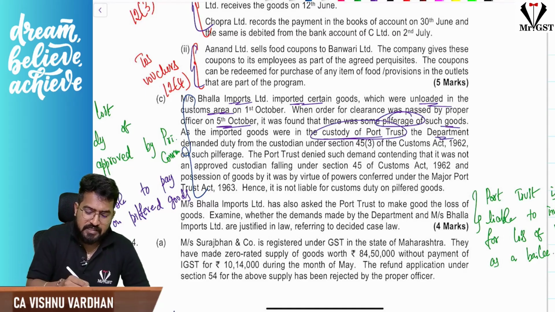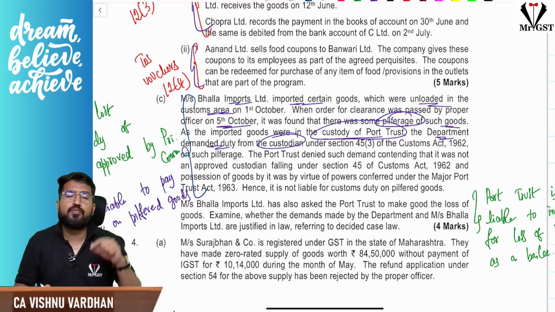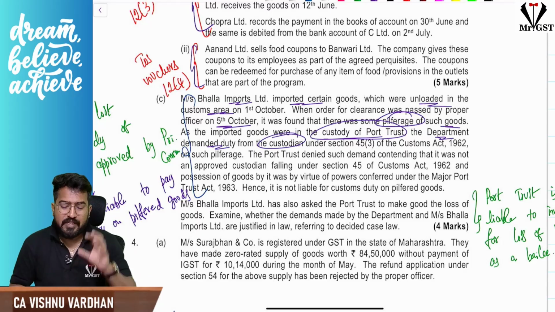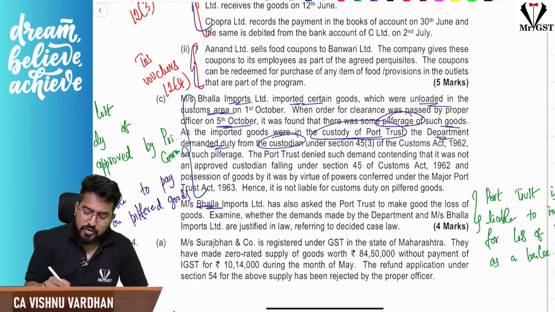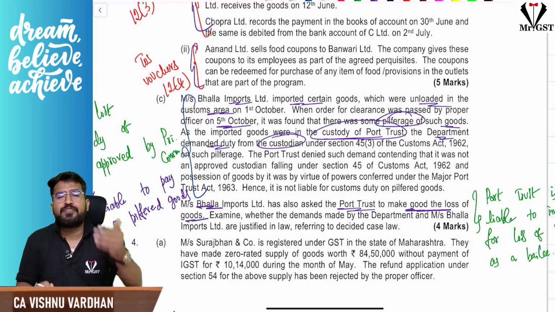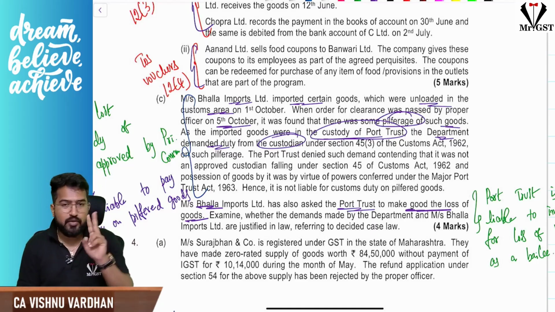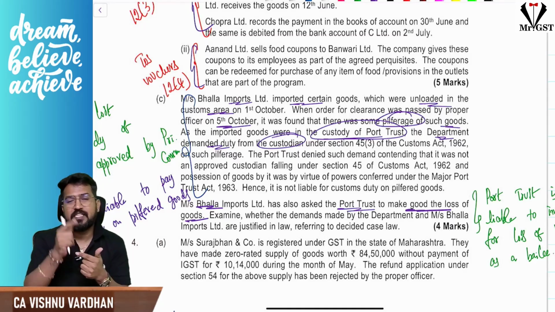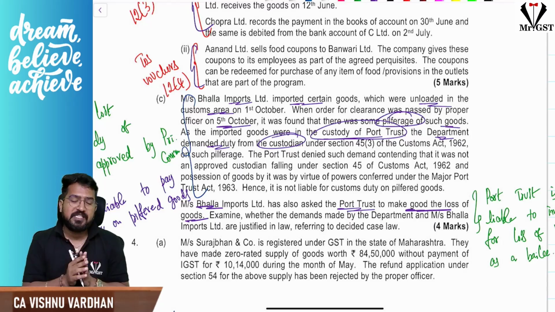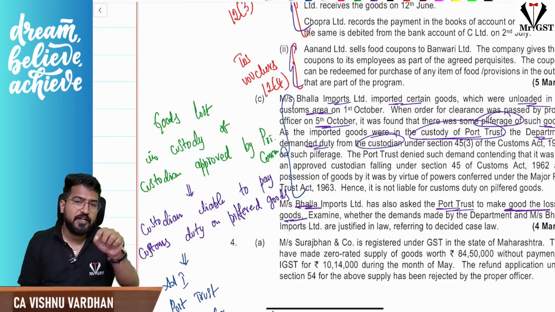Now the department is asking the custodian. Who is the custodian here? Port trust is the custodian. They are asking the custodian to pay customs duty on the pilfered goods, whether their contention is valid or not. And one more thing, Balla Imports has asked port trust to make good the loss of the goods. The goods are lost now, so the importer is asking the custodian to compensate the loss. Now here two things. One is department is asking customs duty from the custodian and the importer is asking compensation from the custodian. Now please understand, custodian is liable to pay customs duty on the goods pilfered during his custody.